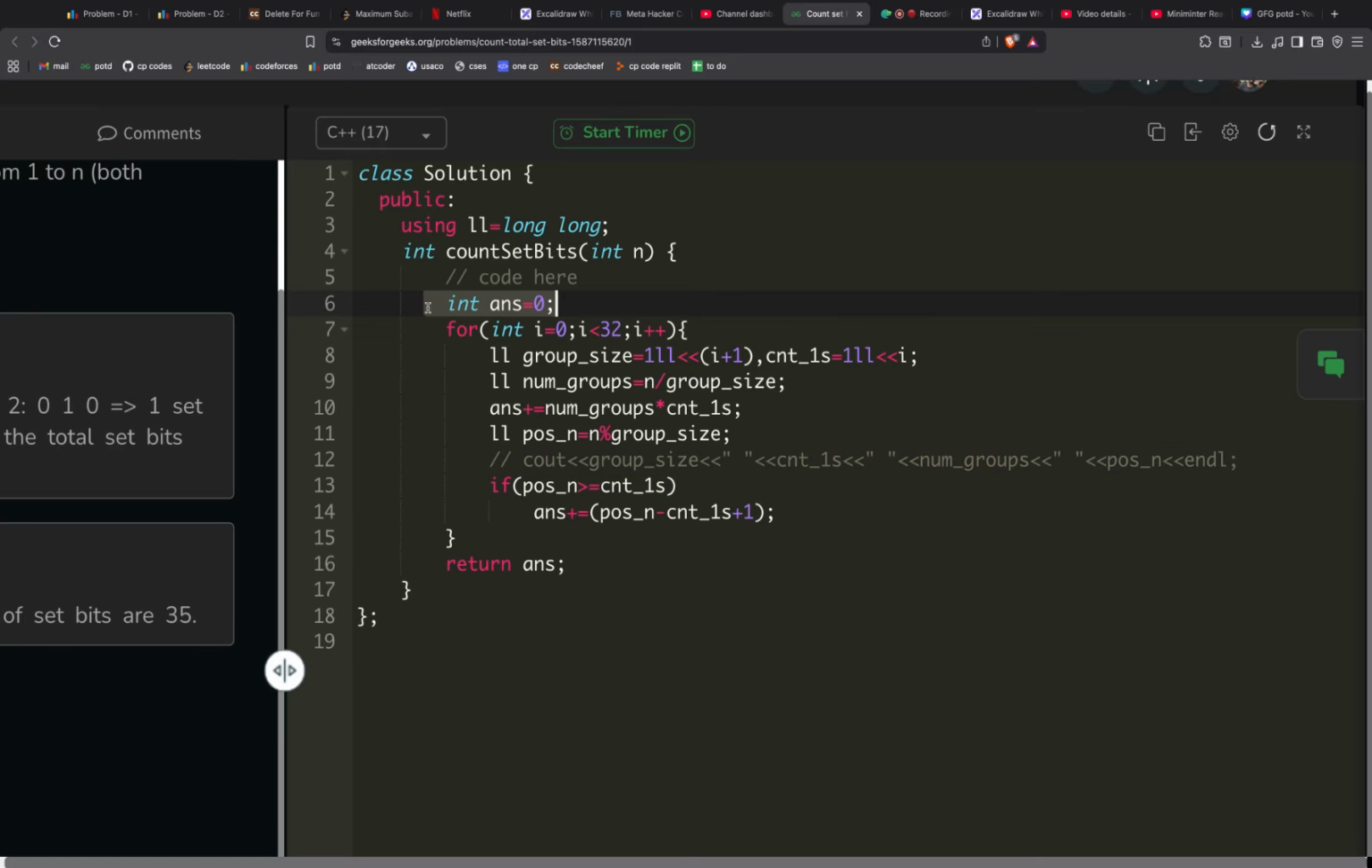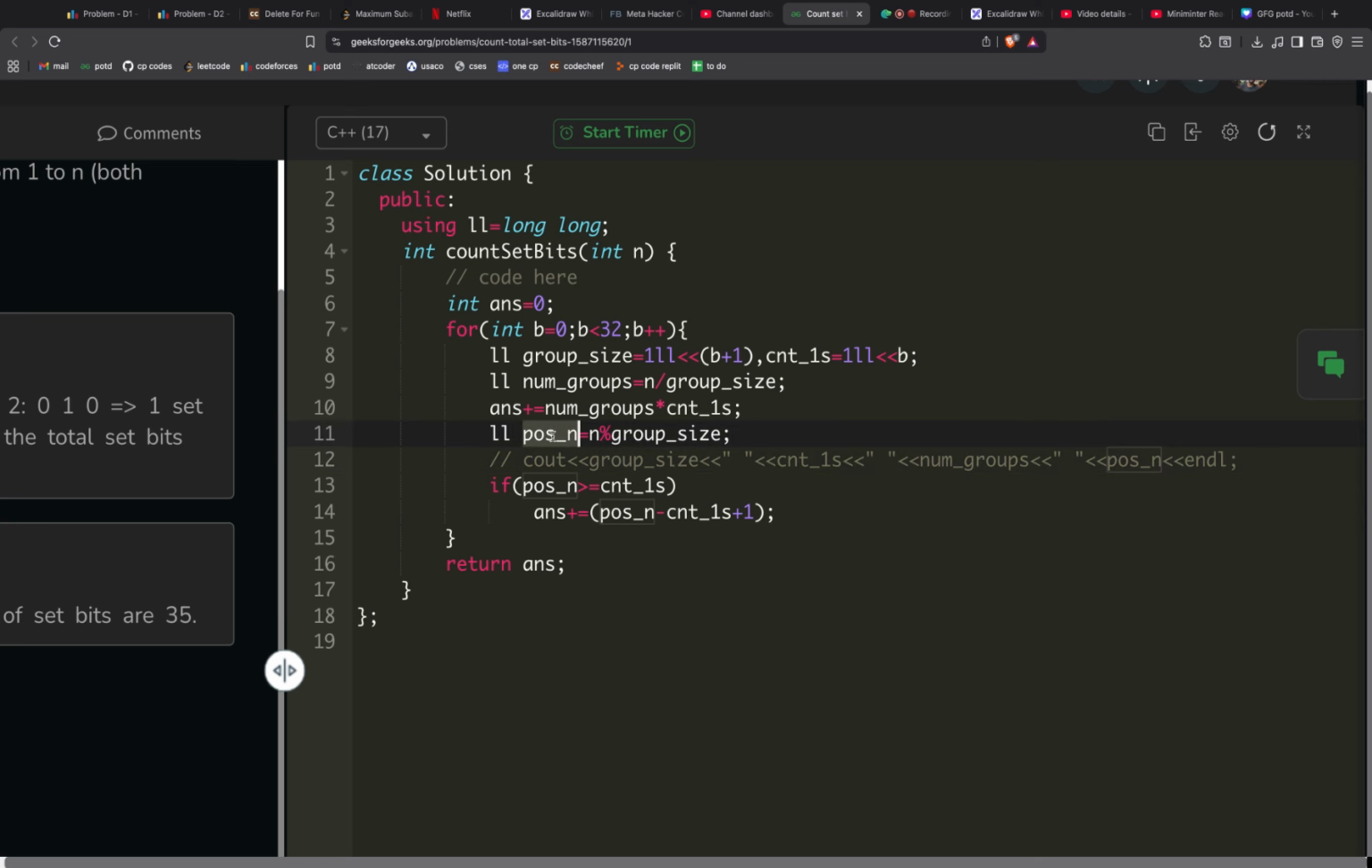So yeah, I just go over all the bit positions, and for each bit I calculate the group size. As I said, it's b plus 1. You can change this to b if it makes understanding easier. For each group I store how many ones it has in count ones, that is 2 raised to b. Now the number of groups I calculate is basically n divided by group size. I add to my answer, for each group I have this many ones, so the number of groups times count ones.